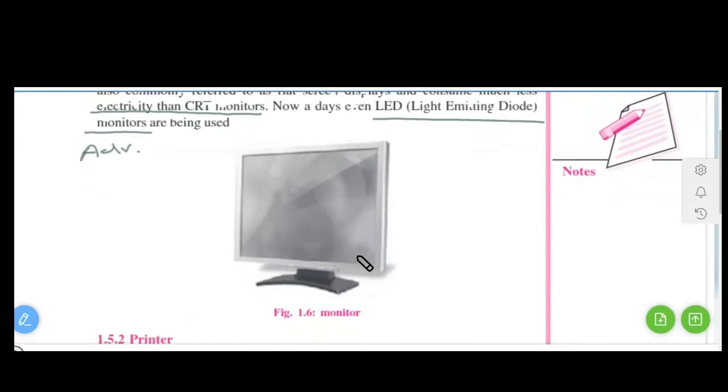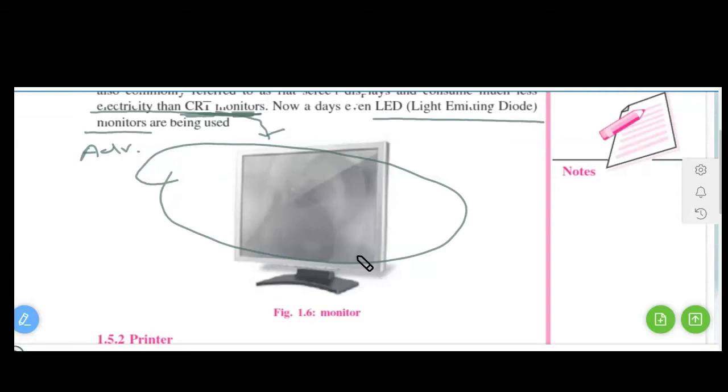In this chapter, this is a monitor, you can see the diagram. In this textbook, the description is given about only one type of monitor. They have also mentioned CRT, cathode ray tube, that is the full form of CRT monitors. CRT monitors are not much used nowadays. LED or LCD monitors have taken the place of CRT monitors. CRT monitors used to consume more energy than this kind of monitor.